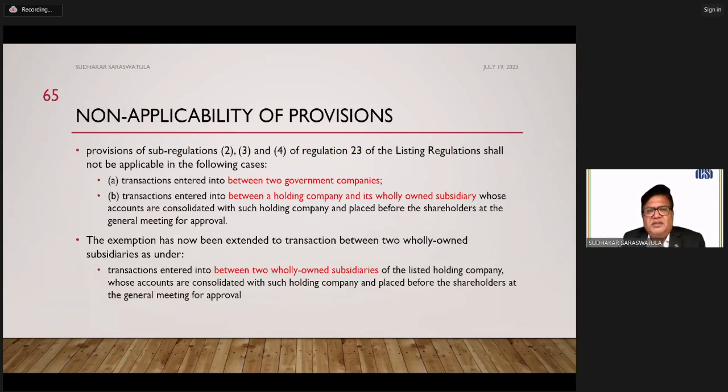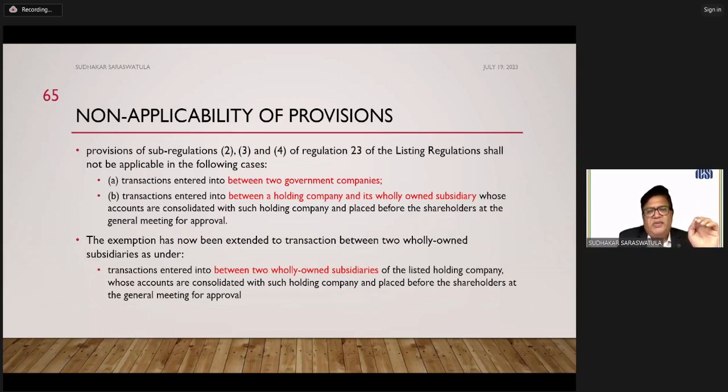Provisions of sub-regulation 2 and 3 of Regulation 23 are not applicable in case of transactions between two government companies, and transactions entered between a holding company and its wholly owned subsidiary, whose accounts are consolidated with such holding company and placed before the shareholders. So if the consolidation takes place, then only the exemption is available. If the consolidation is not taking place, the exemption will not be available. Because sometimes it may so happen the ultimate company is consolidating its accounts, while intermediary companies might not be consolidating the accounts. In such case, this exemption is not available. One has to be very careful when taking a call whether to consolidate or not to consolidate.